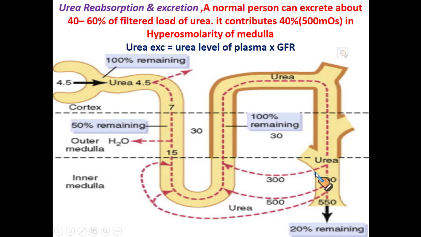Basically, there are three types of urea transporter: urea transporter A1, A2, and A3. Through these urea transporters, the urea moves out in this way, and it travels into the inner medulla, and this area is again permeable to the urea and it re-enters into this loop of Henle. So this is the addition of the urea, because this area is permeable to the urea.